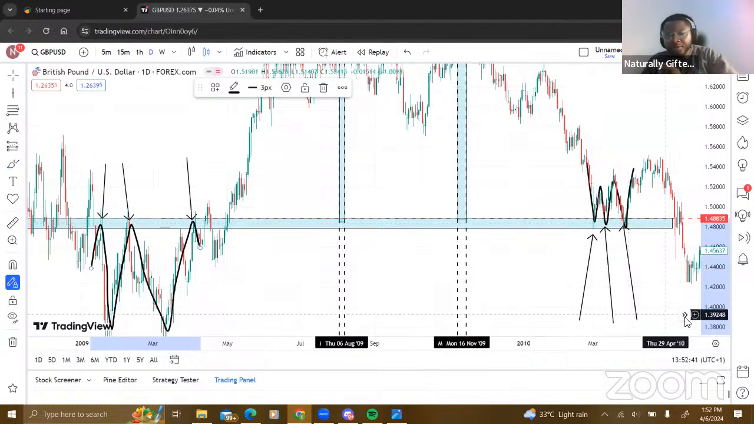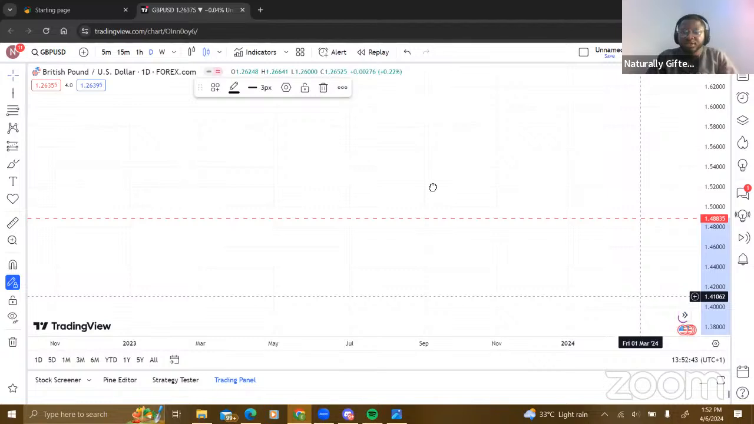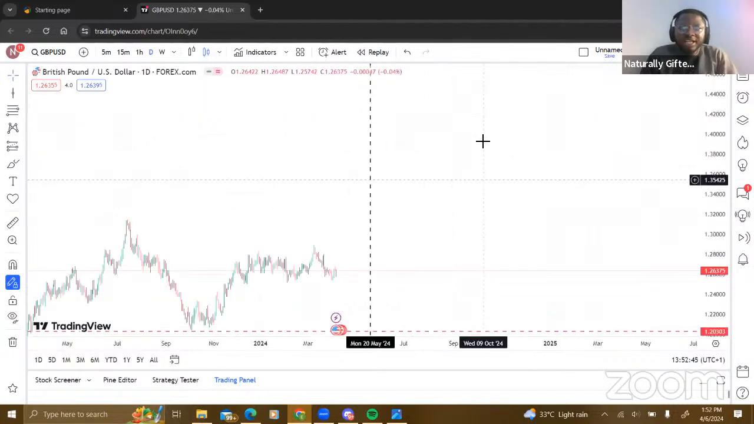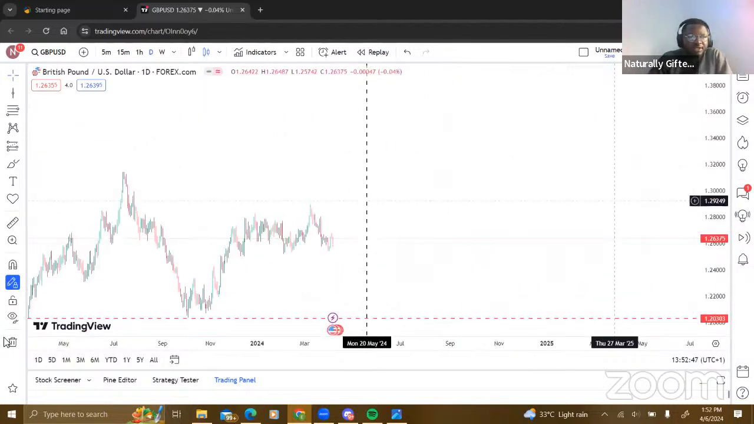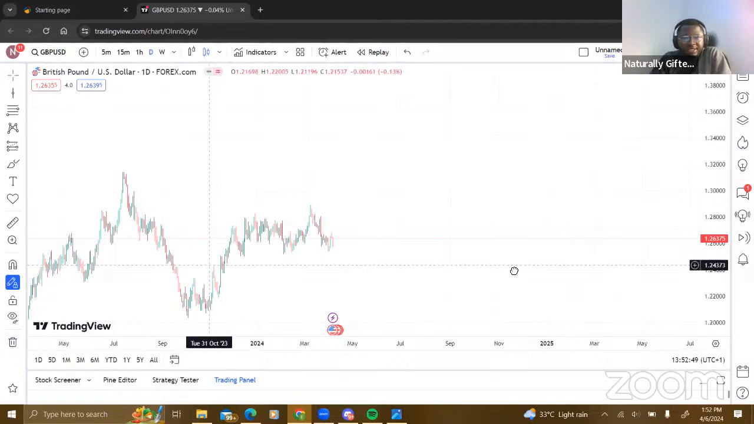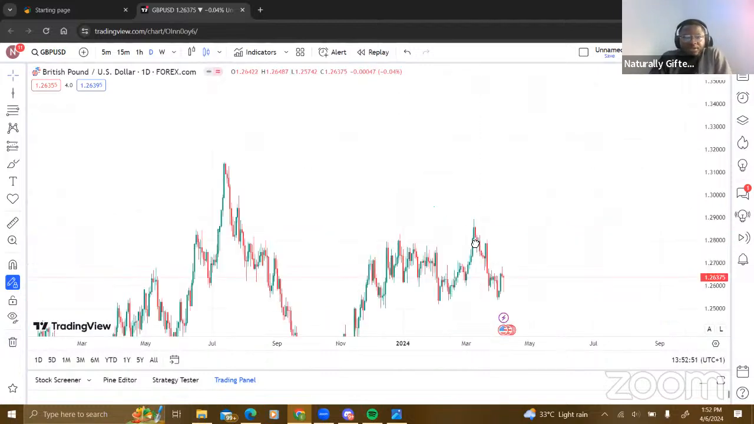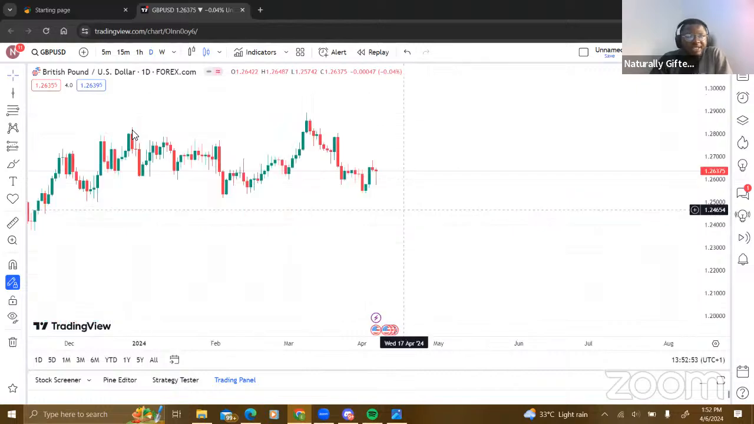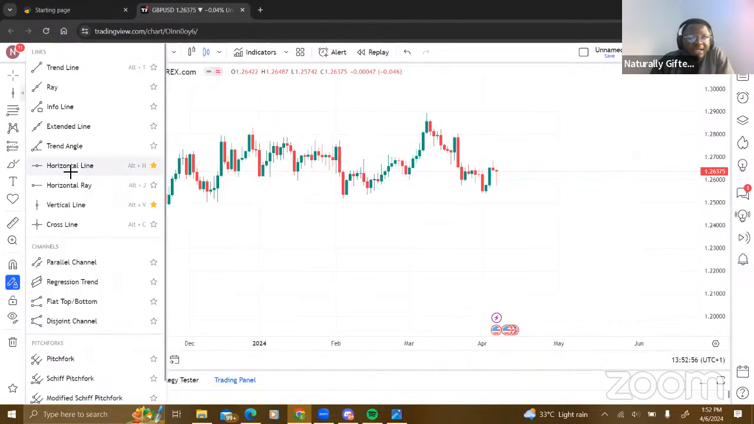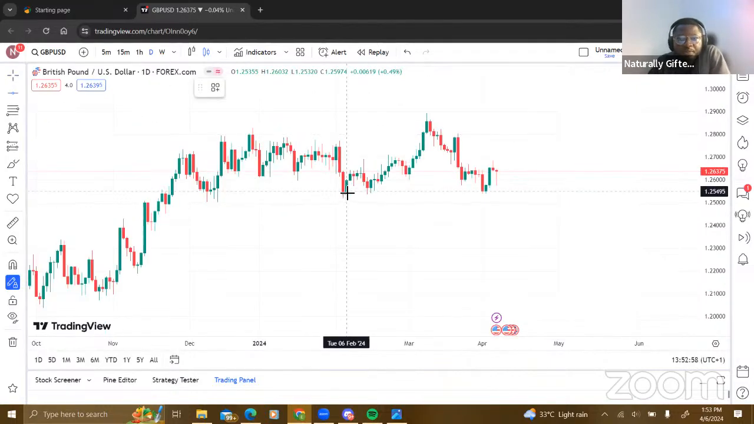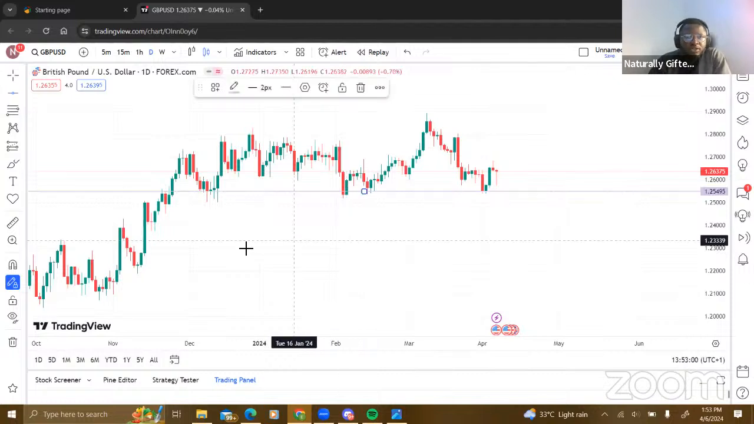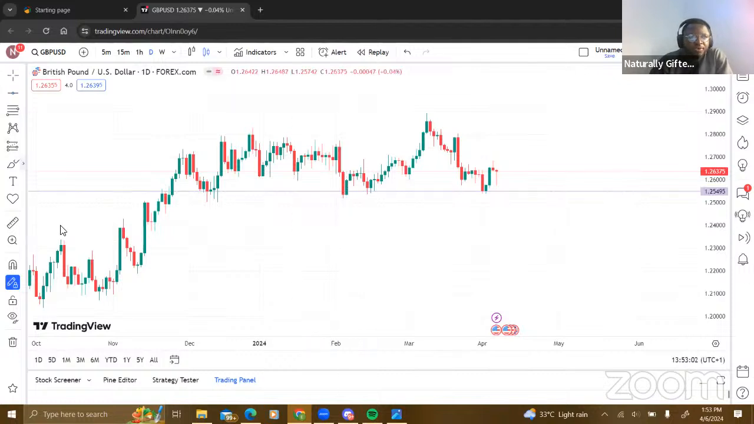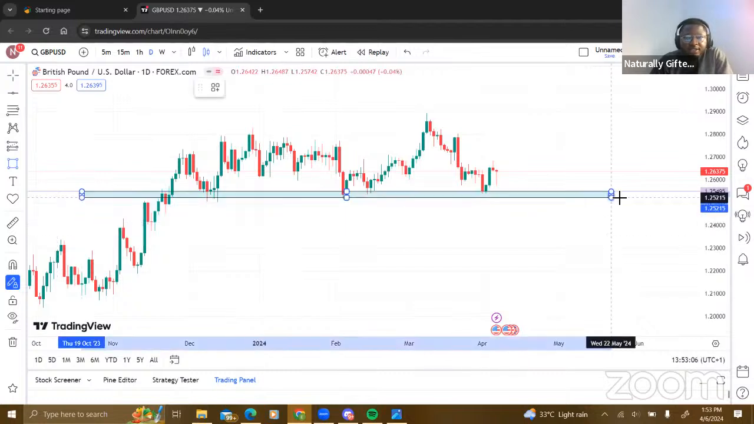Now let me move this forward because of time. Now let's bring this over to the present day. So this is it, ladies and gentlemen. What I can see here, I identified that price established a support zone here, not just once. Pay close attention. We're making progress. Look at this.